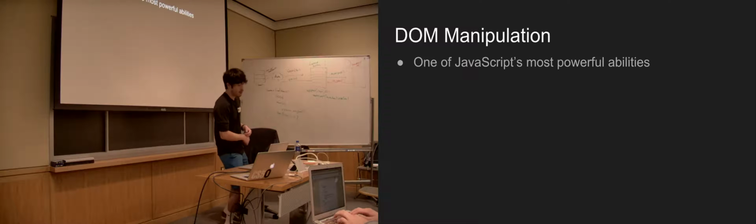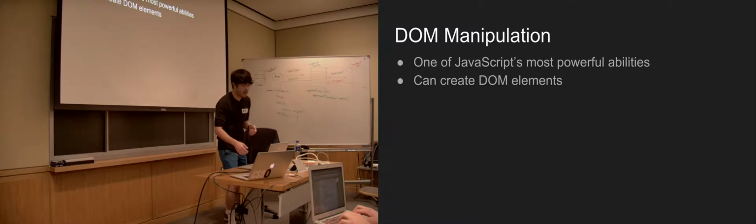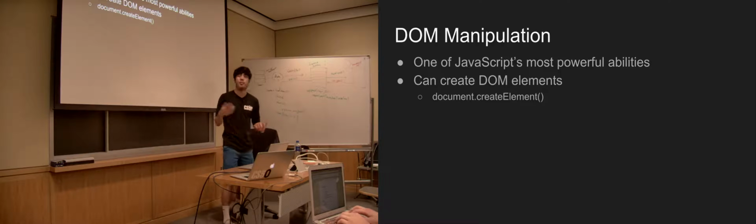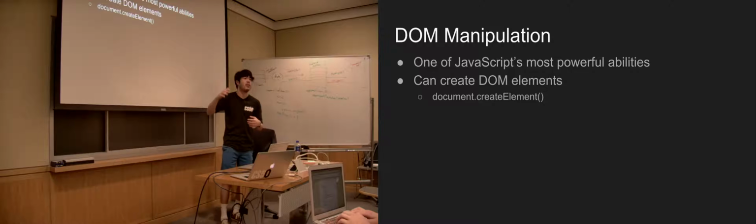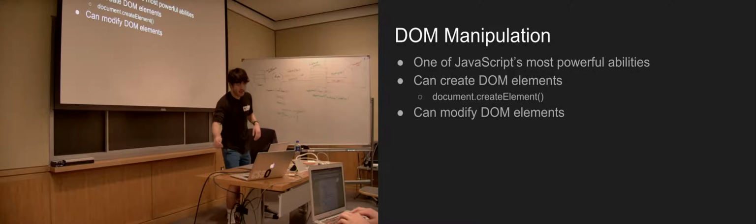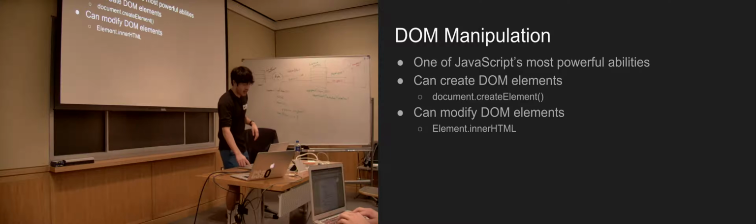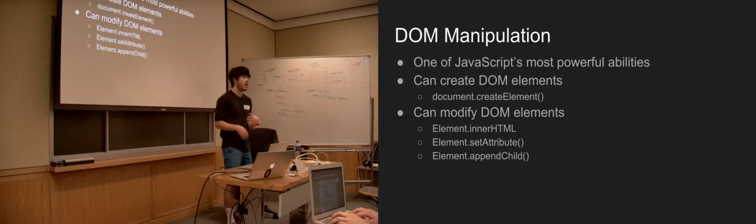In order to do a lot of that stuff, we need to use what's called DOM manipulation. That is one of JavaScript's most powerful abilities. This gives us the power to create DOM elements. Calls like document.createElement, well, I guess that's the only call that can do it, will create a virtual DOM element. Then you can modify other DOM elements by using calls like element.innerHTML, setAttribute, and appendChild to then add those things to your page.